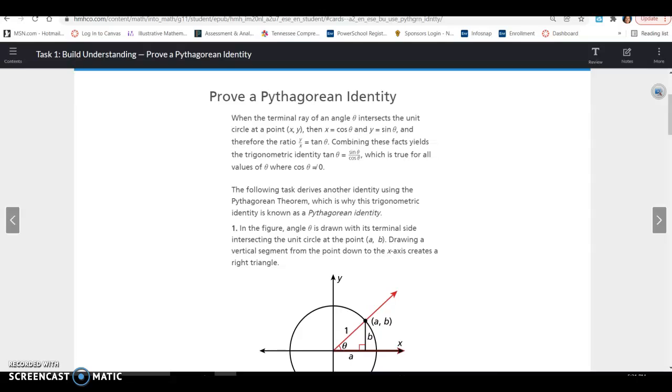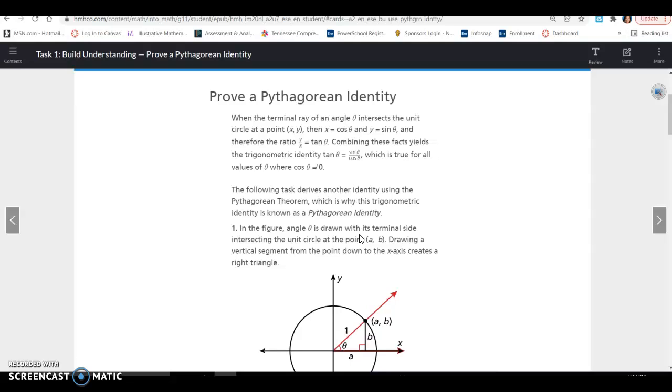If you remember in the last lesson, we looked at the unit circle and discovered that x is your cosine and y is your sine. We also looked at tangent as being opposite over adjacent, which therefore creates tangent of theta equals sine over cosine. The following task derives another identity using the Pythagorean theorem, which is why this trig identity is known as the Pythagorean identity.